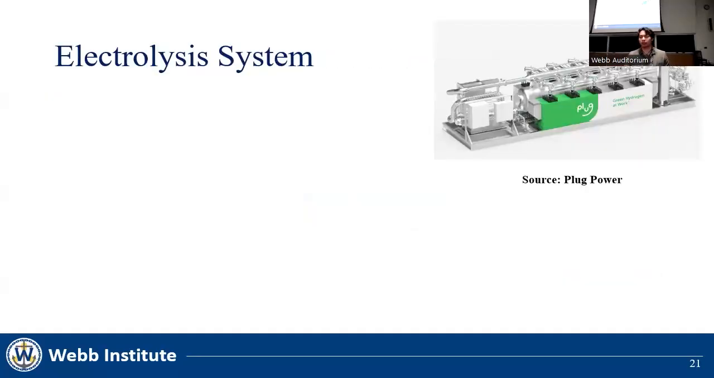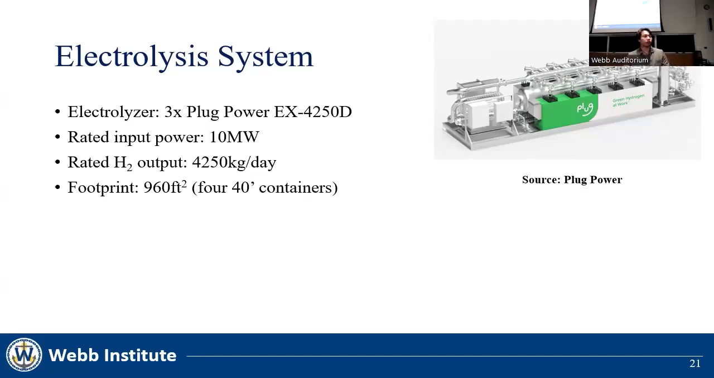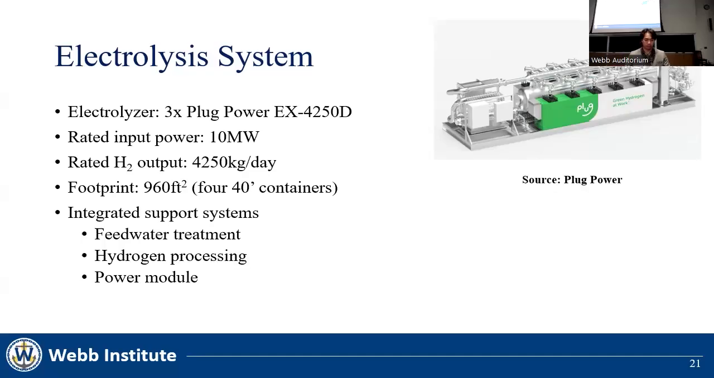Next was sizing the electrolysis system. So to meet the production baseline, the electrolysis system will consist of 3 Plug Power EX4250D electrolyzers. The rated input power of one of these units is 10 megawatts, and they have a rated output of 4,250 kilograms of hydrogen per day for a single unit. The footprint for a single unit is approximately 960 square feet, which is equivalent to 4 standard 40-foot containers. And each of these units comes with an integrated support system, such as feed water treatment systems, hydrogen processing, and a power module.